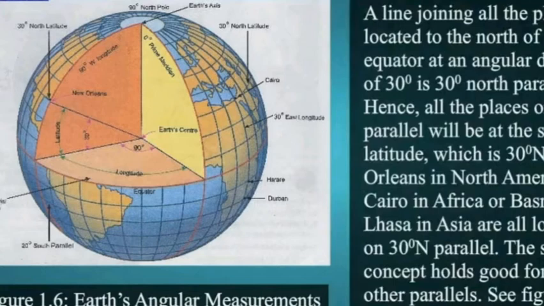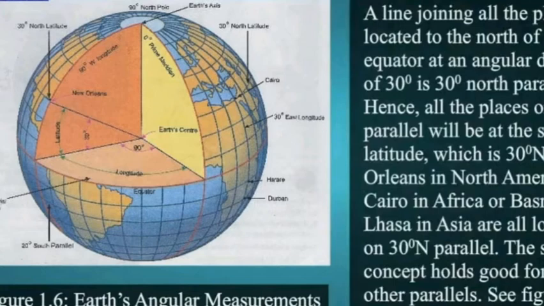A line joins all the places located to the north of the equator at an angular distance of 30 degree is 30 degree north parallel. Hence, all the places on this parallel will be at the same latitude, which is the 30 degree north. New Orleans in North America, Cairo in Africa, or Basra and Lhasa in Asia are located on the 30 degree north parallel. The same concept holds good for all other parallels.